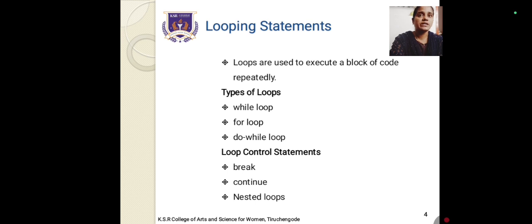The while loop checks the condition before execution. The for loop is commonly used when the number of iterations is known. The do while loop executes the code first and then checks the condition, so it always runs at least one time. The break statement exits the loop and continue skips the current iteration. Last one is nested loop.